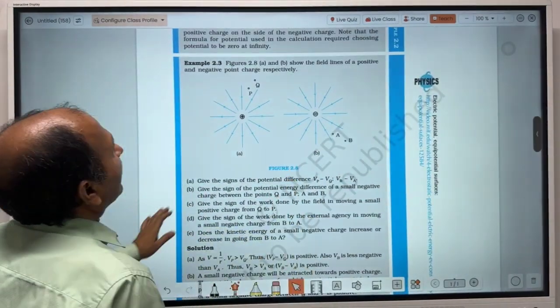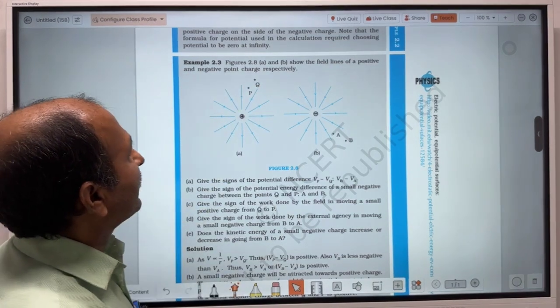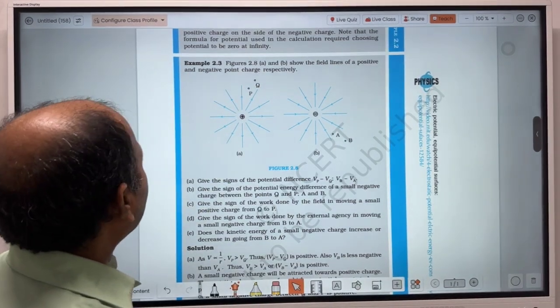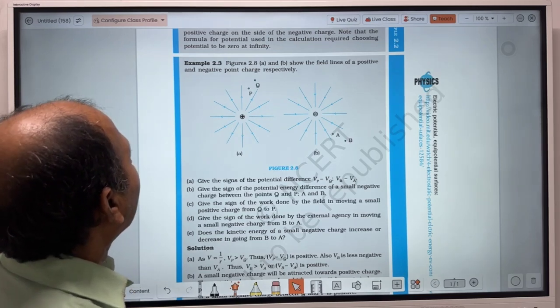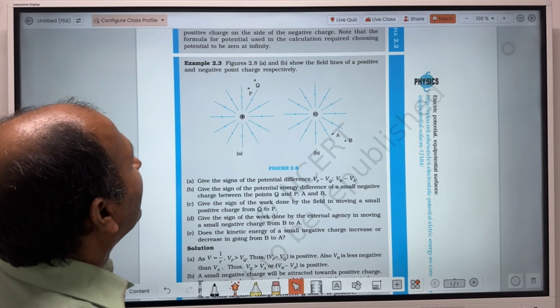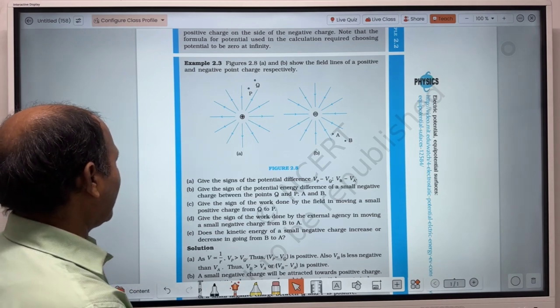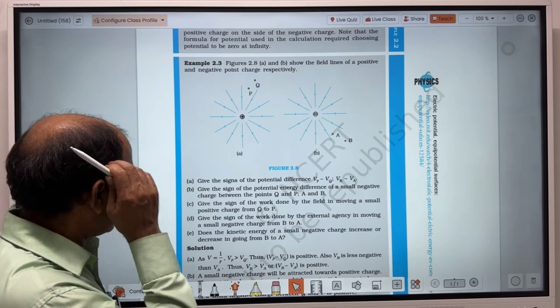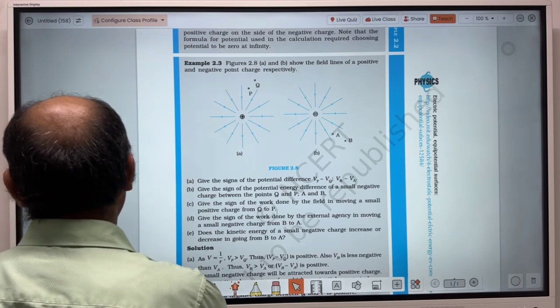Let's consider this question. Here, electric field lines are shown for two charges. One is positive and another is negative. And there are certain questions: what is the sign of potential at points P and Q, or at points A and B, and so on. After that you will consider the potential energy also. So let's analyze it one by one.